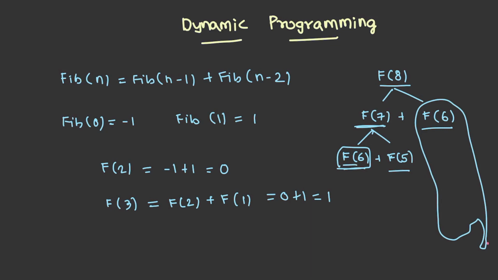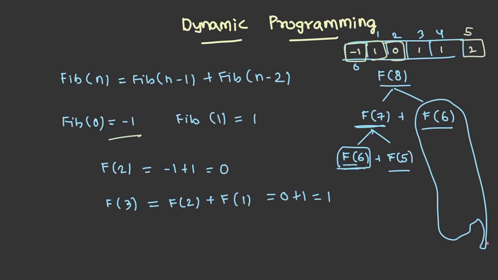That means, whenever I compute the value of Fibonacci of 6, I will store it inside a table or an array. Fibonacci of 0, 1, 2, 3, 4 and so on. Whenever I calculate the value of Fibonacci of 0, which is minus 1, I will put minus 1 here, then 1, then for Fibonacci of 2, 0, 1, 1, 2 and so on. By keeping track of all these numbers inside an array, if I want the value of Fibonacci of 5, I will just refer to this table. Its value is 2. So, 2 will be placed in this position and I will not perform further operations.